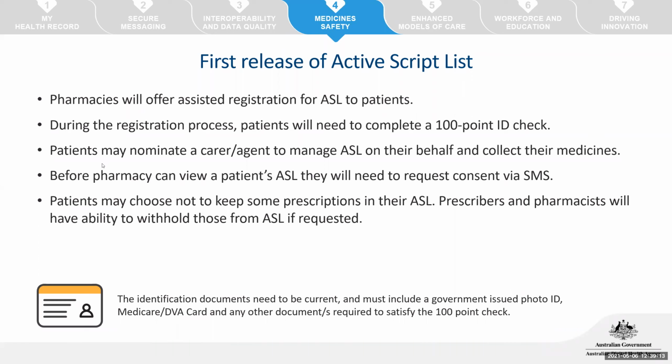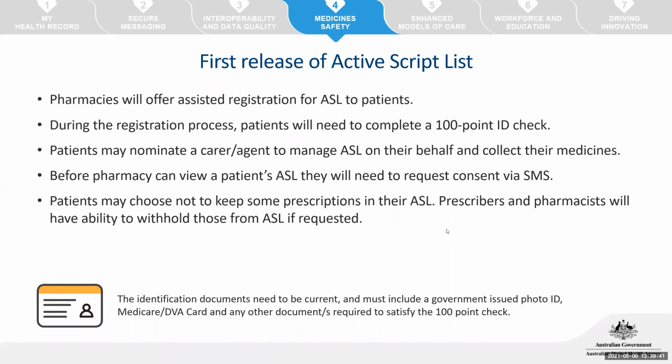And so once they have an active script list, they can then nominate to have a carer or an agent, a manager on their behalf, and also collect medications for them on their behalf. Now, before any pharmacy is able to view the individual's active script list, they will need to request consent, and they do that by sending an SMS. And I'll show you what that message looks like as well in one of the later slides.